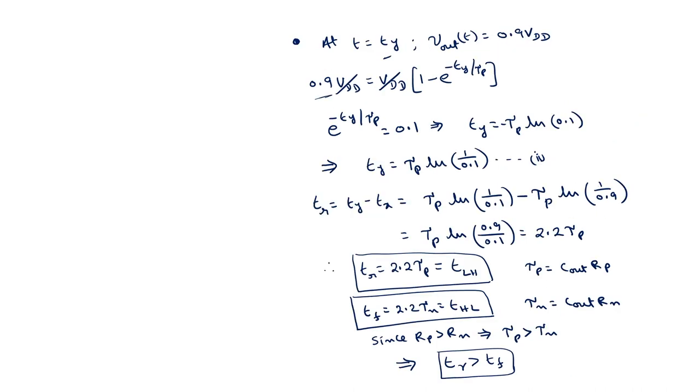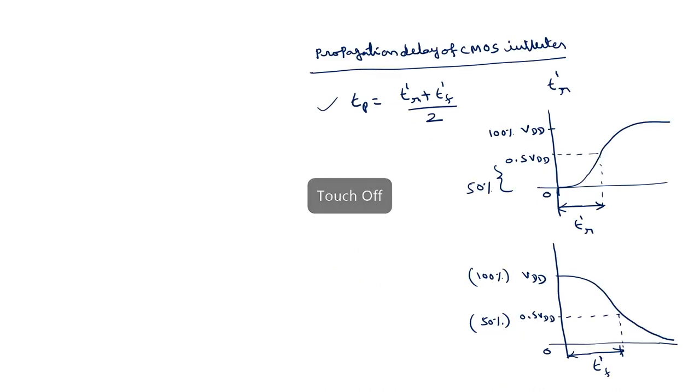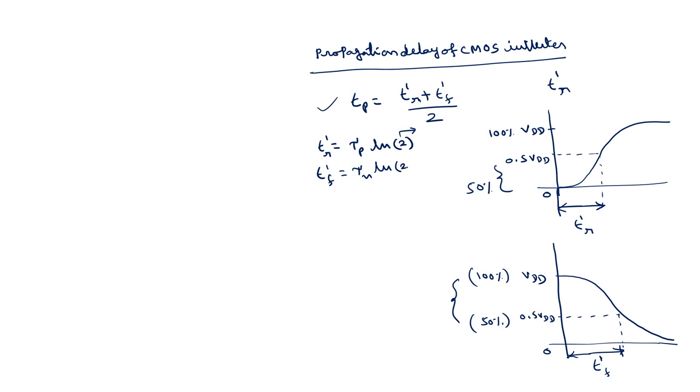We can easily see that instead of substituting 0.9 VDD, we will take 0.5 VDD. So with these changes, we can easily derive the expression for Tr dash as tau p times ln 2. There we had ln 9 if I consider from 10% to 90%; by using this definition of 0 to 50%, we get ln 2. Similarly, fall time was tau n ln 9 from 10% to 90%, and from 100% to 50% it will be tau n ln 2. This ln 2 value is approximately equal to 0.7.